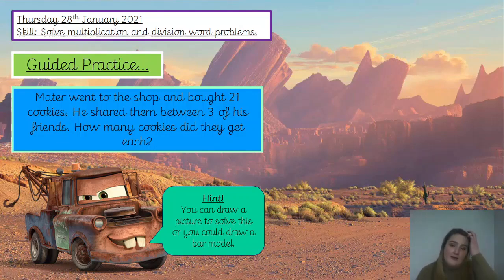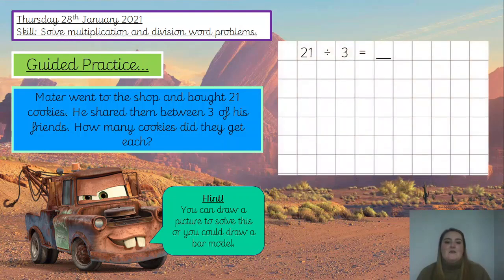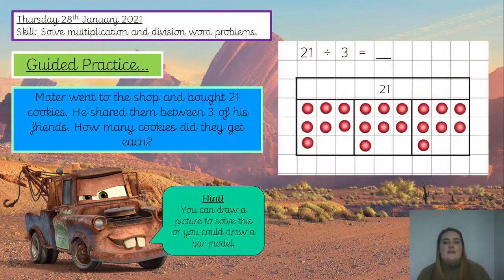So now I would like you to pause the video and solve this word problem by drawing the bar model and writing the number sentence into your book, please. Off you go. Okay, let's see then. So I've got 21 divided by 3. Hopefully you have the same number sentence. And then I've drawn my bar model. You might have drawn a picture instead, but I've chosen the bar model.